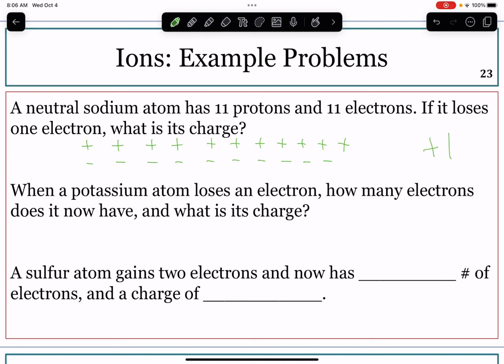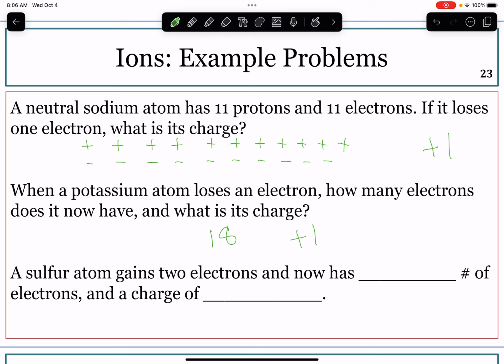When a potassium atom loses an electron, how many electrons does it now have, and what is its charge? Potassium has the element symbol K on the periodic table, and when it is neutral, it has 19 protons and 19 electrons. When it loses one electron, it now has 18 electrons, and its charge would be a +1, for the same reason that the sodium was a +1 when it lost one electron.